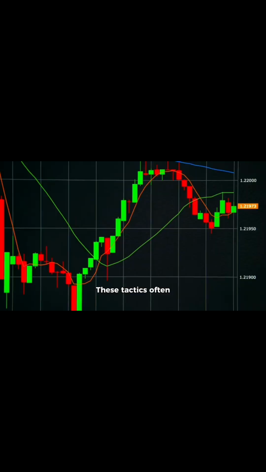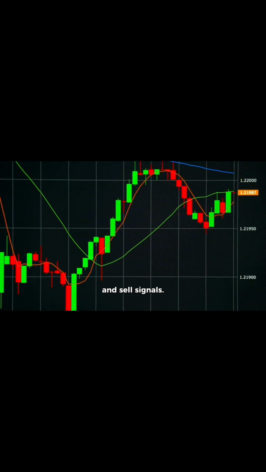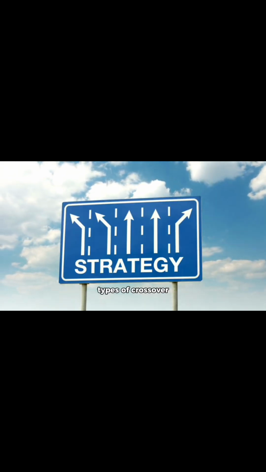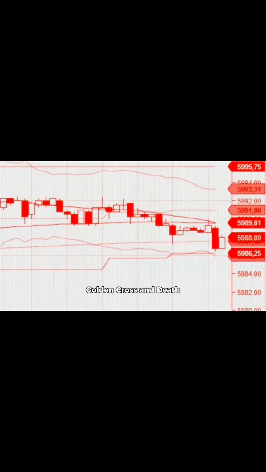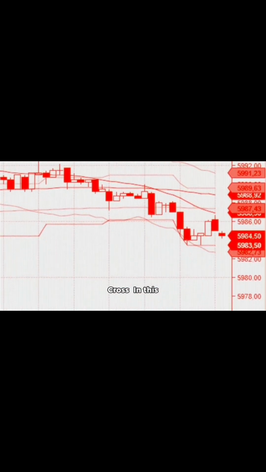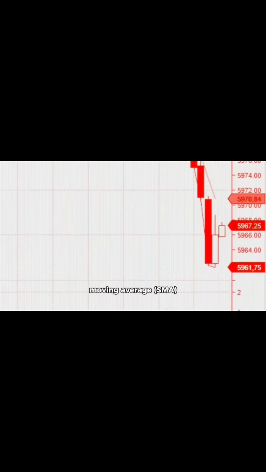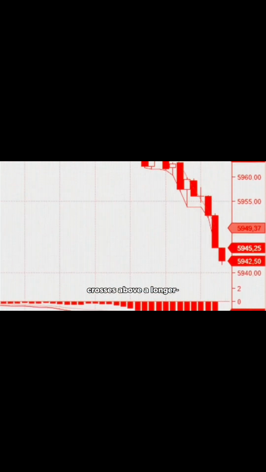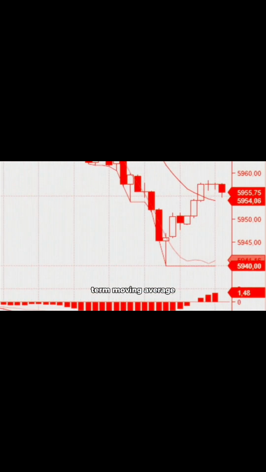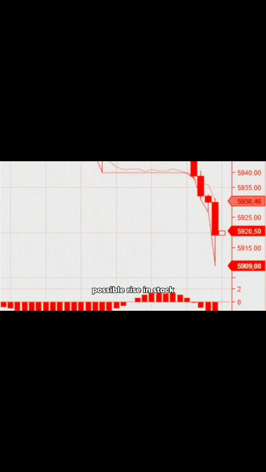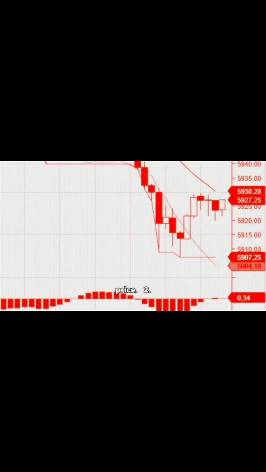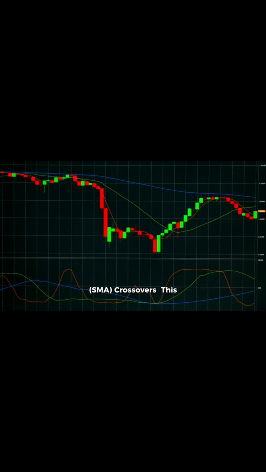Crossover strategies are a popular way of analyzing technical data for stocks. These tactics often involve combining two or more moving averages to create buy and sell signals. Here are a few common types of crossover strategies. 1. Golden cross and death cross. In this strategy, a short-term moving average (SMA) crosses above a longer-term moving average (LMA), which signals a possible rise in stock price.